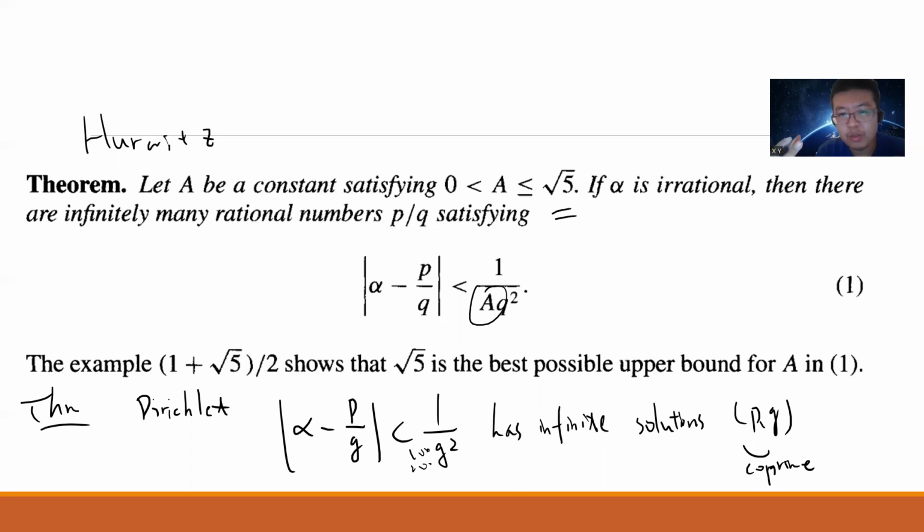Okay, so for example, if you make A larger than square root of 5, then there will be only finitely many solutions. You can find some strange irrational number such that you always have finitely many solutions, and this strange number is 1 plus square root of 5 divided by 2.